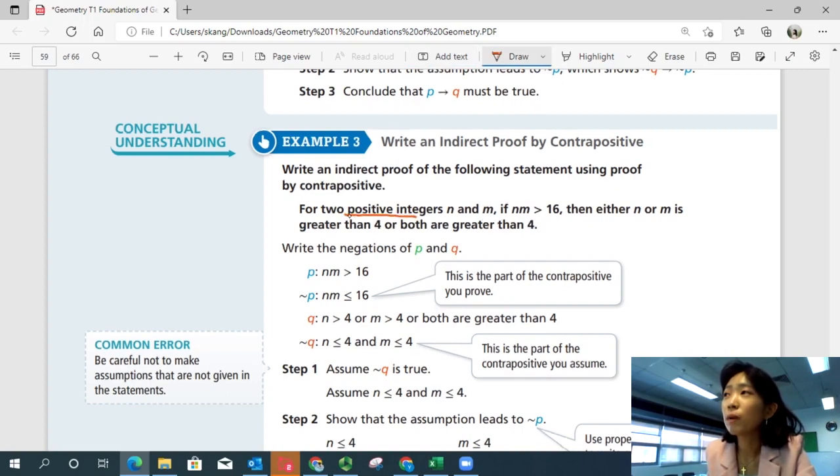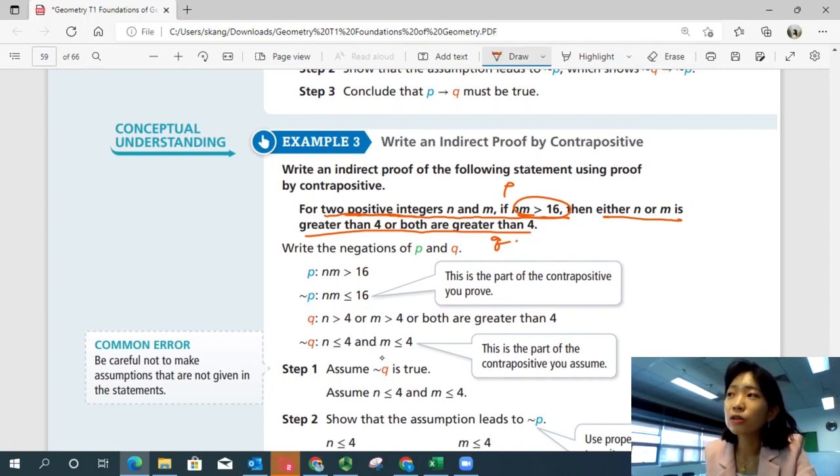The hypothesis P is that n and m are two positive integers and nm is greater than 16. The conclusion Q is that either n or m is greater than 4, or both are greater than 4. So we're going to write a negation for them. Not P would be nm less than or equal to 16. Make sure you include the equals to, because if it's not greater than 16, it also being 16 contradicts that statement. So anything that contradicts is a negation, okay?